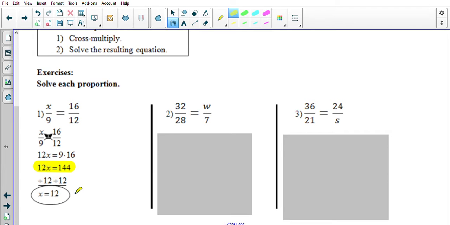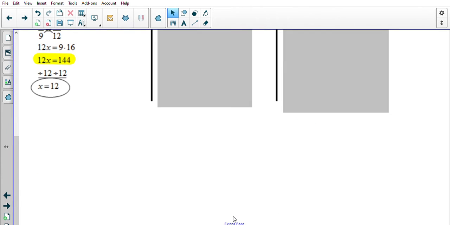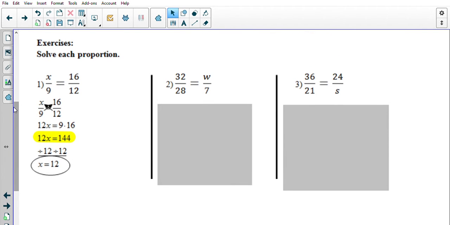Are there other ways to figure out these solutions? Absolutely, but this is a really straightforward way to solve for a missing variable or a missing value in any two fractions that are set equal to each other. So let's take a look at number two. And I do want to mention that when you get into algebra, for example, you apply this to more complicated proportions where you might have something like 32 over 28 equals 3w minus 8 over 7, and you have to solve for w. So this is why we set the foundation here.